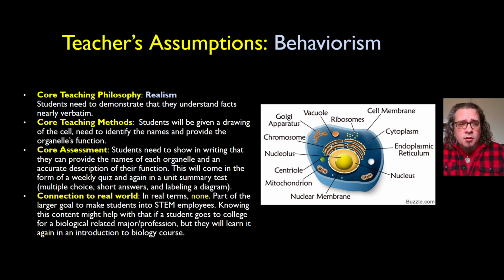Students will be given a drawing of a cell. They need to identify the names and provide the organelle's functions. A core assessment, they need to show in writing that they can provide the names of the organelles, right, and then accurate descriptions. This can come in quizzes and tests and so forth, right? Labels and drawings and whatnot. Very standard kind of stuff here.